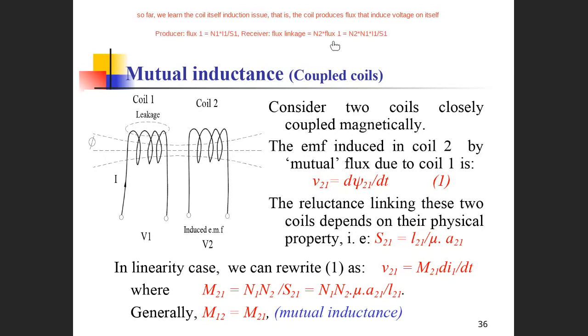Okay, now let's consider another issue. If we use coil 1, which has N1 turns with a current I1 and a reluctance S1, to produce a flux phi 1, then this flux comes into the second coil. So the flux linkage to the second coil is N2 times phi 1, that is N2 N1 I1 over S1.